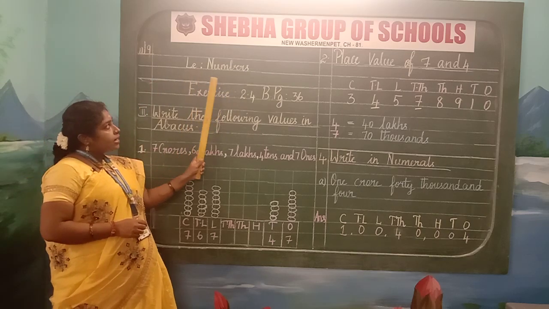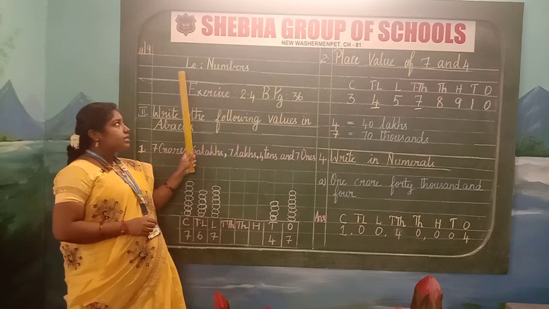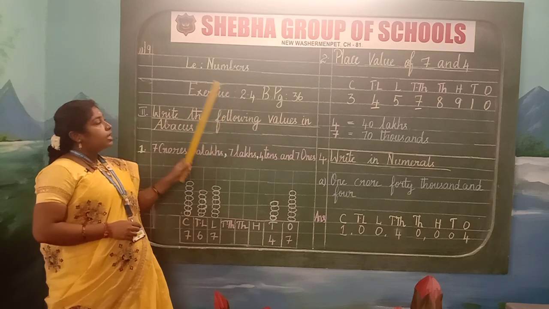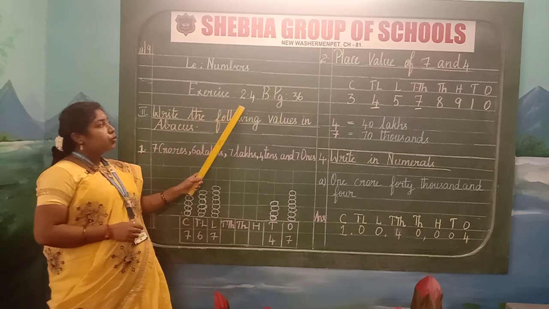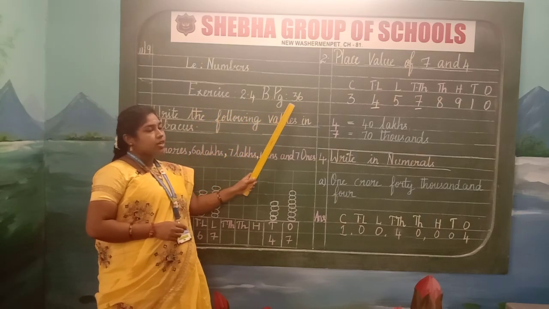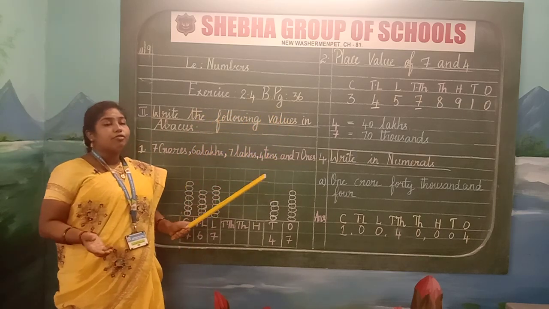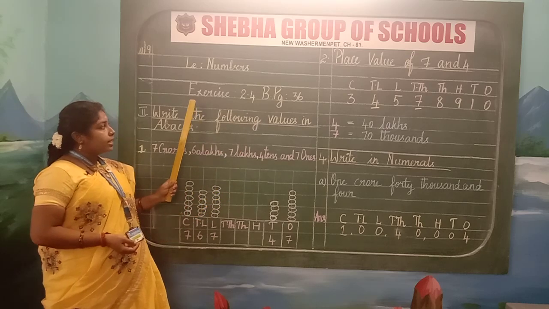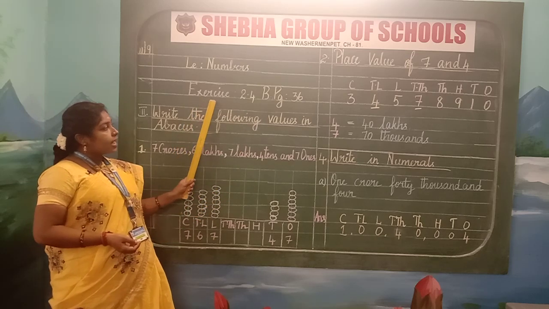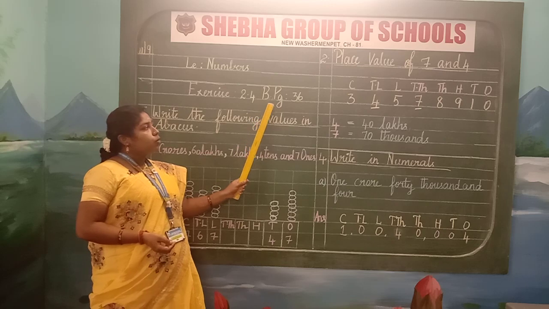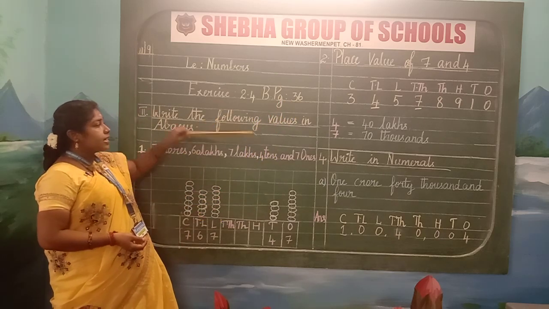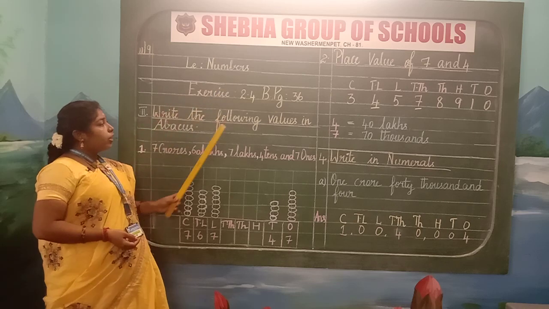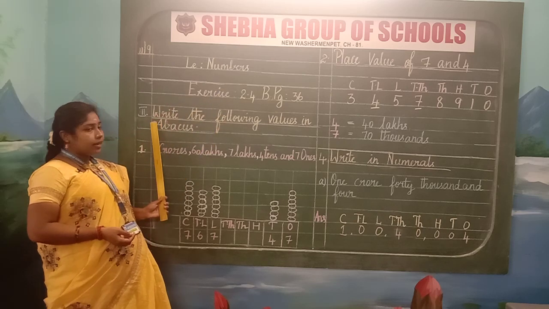Write the lesson name as numbers. Lesson name as numbers. And after writing this, write exercise 2.4, book page number 36, for your future reference. Write clearly, children. Exercise 2.4, book page number 36. After writing this exercise, leave one line. We are going to start from the second question.